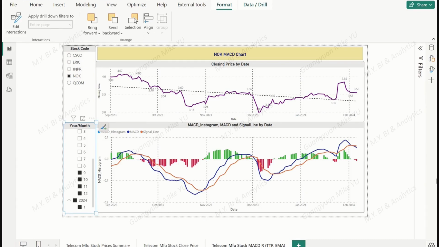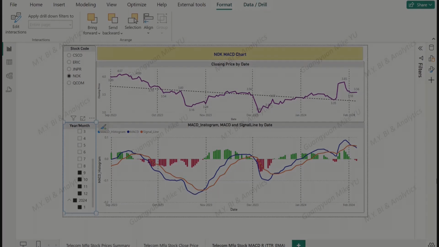That is all for this video regarding the creation of the MACD chart without initial value by Power Query and R script. In the coming video, I shall continue to share the method on creating the MACD chart with the initial value assumption by Power Query and R script.